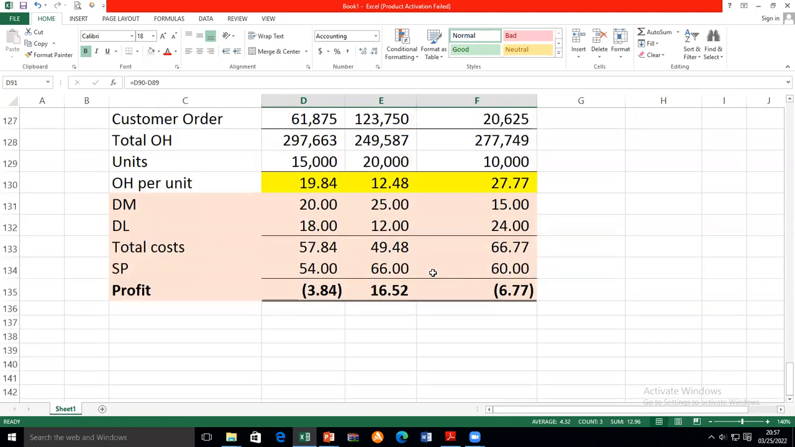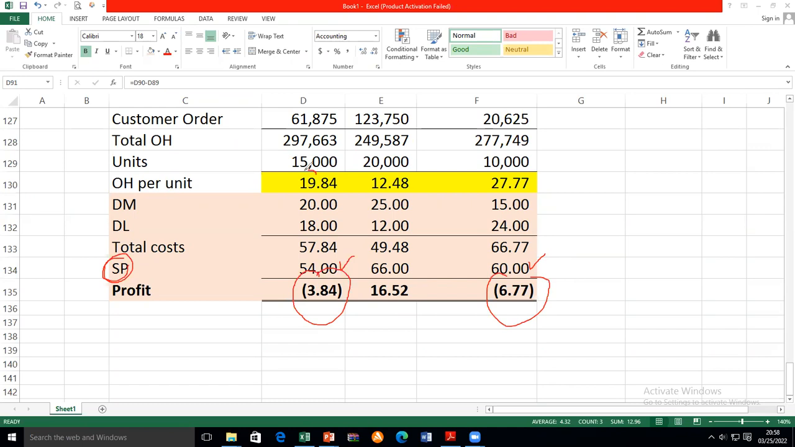Here. These two products are making losses. So what is the lesson here? The price that we are charging is not in order. We are charging a low price there and there. These two products are quite complex.